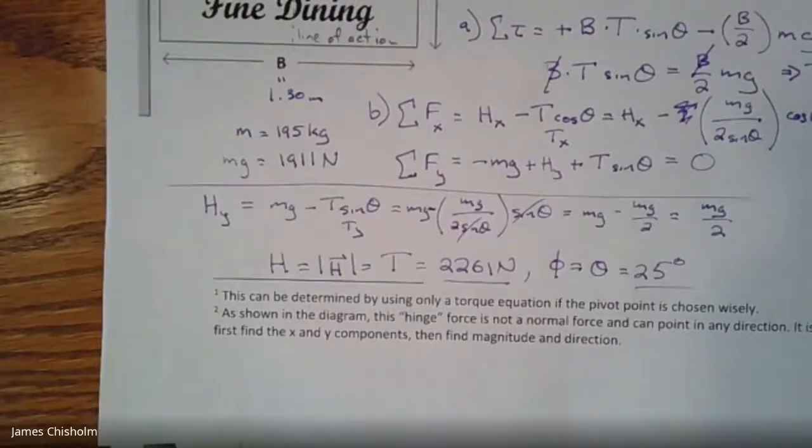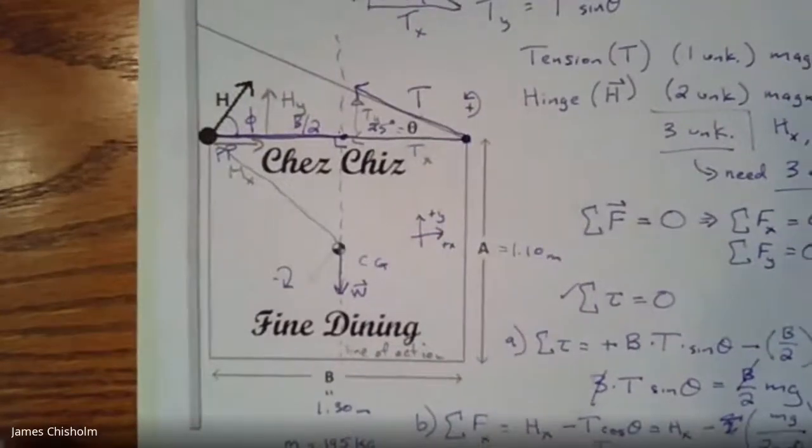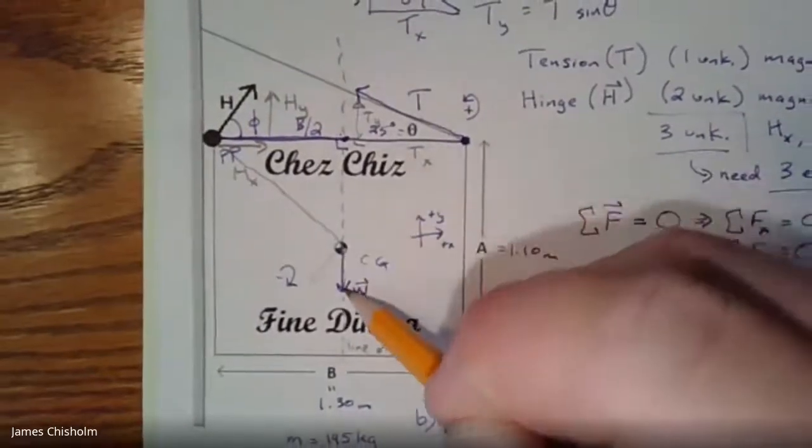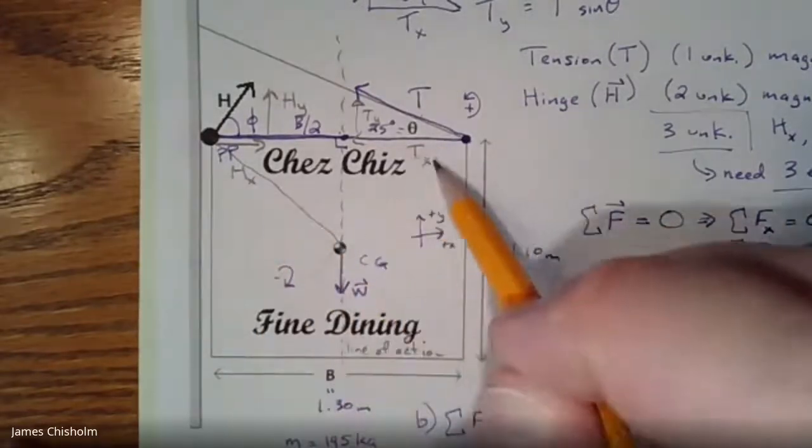Again, if you had not done things algebraically and instead plugged in numbers, you still would have found out all of these things. And in the end, you might have even noticed, hey, my hinge force is exactly the same as my tension, and it's at exactly the same angle. And again, that comes about because of the symmetry of this problem, because we have the center of gravity exactly in the middle. If my center of gravity is not exactly in the middle, then that is not going to happen.